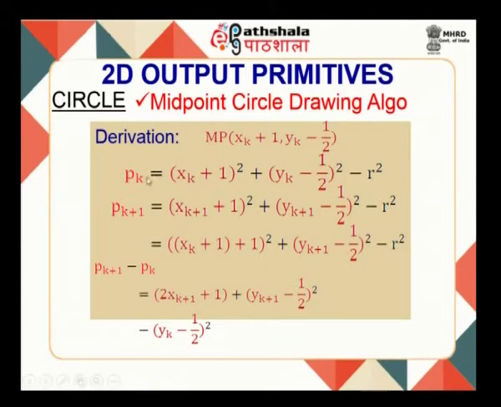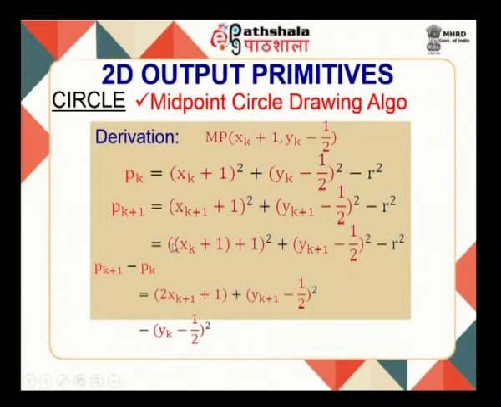So, let us take the derivation here. Let p k be (x k plus 1) whole square plus (y k minus half) whole square minus r squared. This is x squared plus y squared minus r squared. So, now we have to check whether p k is less than 0, greater than 0, or equal to 0. What does p k less than 0 indicate? That this midpoint is inside the circle boundary. So, when the midpoint is inside the circle boundary, choose the upper pixel, that is y k. If p k is greater than 0, the midpoint is outside the circle boundary, then choose the lower pixel. So, that means the next y is y k minus 1.